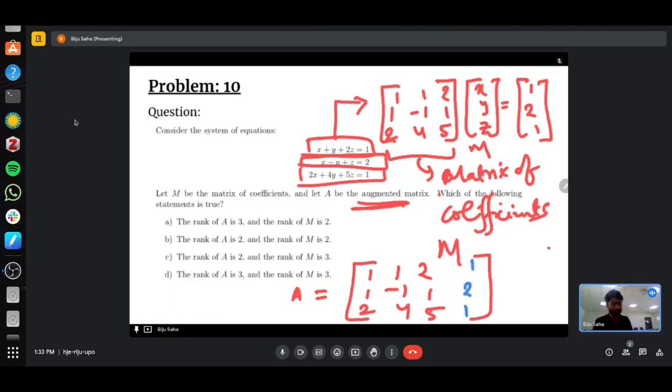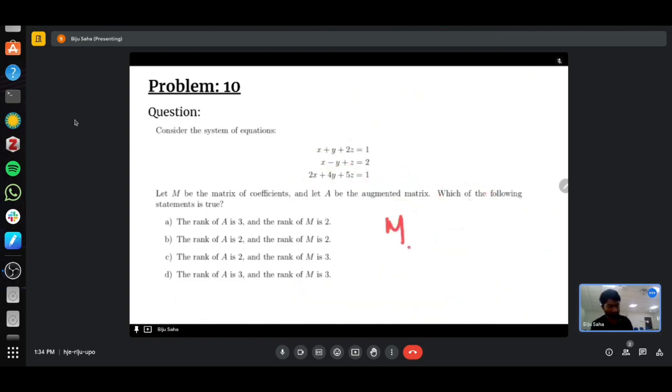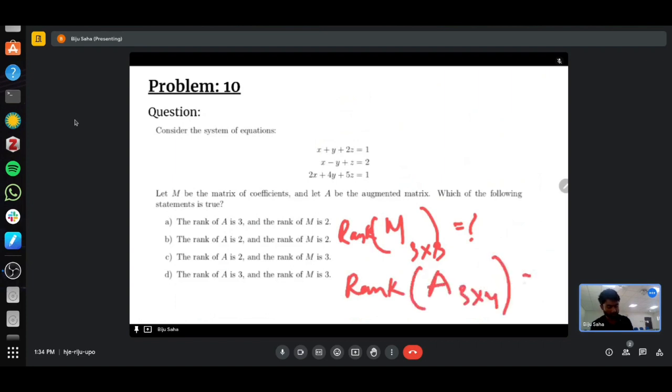So we have to find the rank of both of these matrices. This has the dimension of 3 cross 4, and this is 3 cross 3. So what is the rank of this, and what is the rank of A? What is the rank of the augmented matrix, and what is the rank of the original matrix?